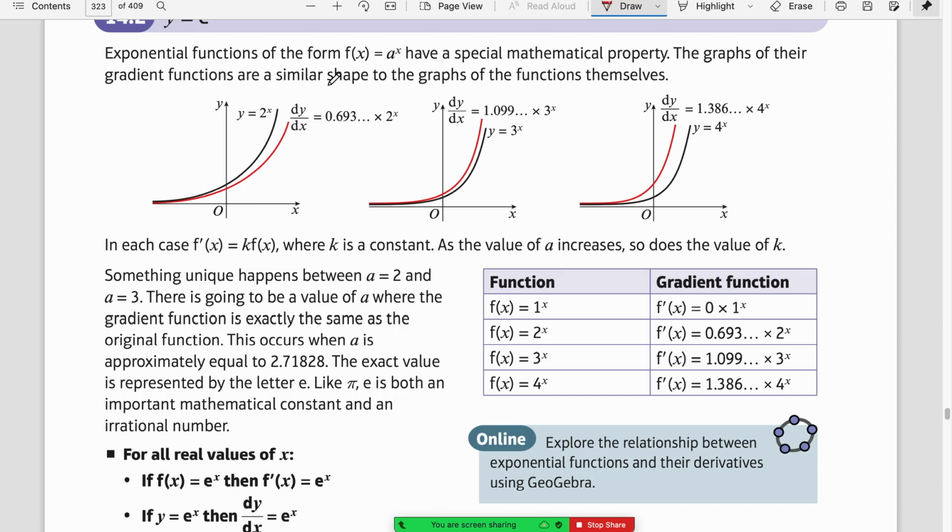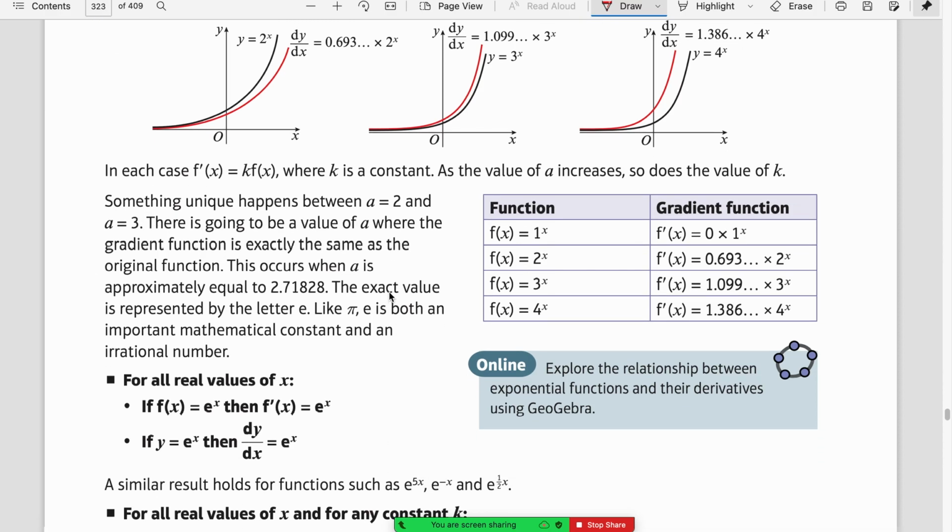Exponential functions of the form a raised to x have a specific mathematical property. The graphs of their gradient functions are a similar shape to the graph of the function itself. In this case f dash x equals k times f of x, where k is a constant, and as the value of a increases, so does the value of k.